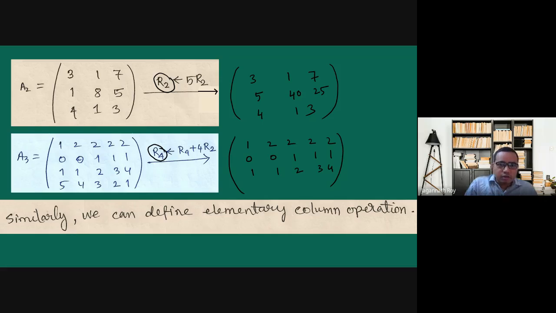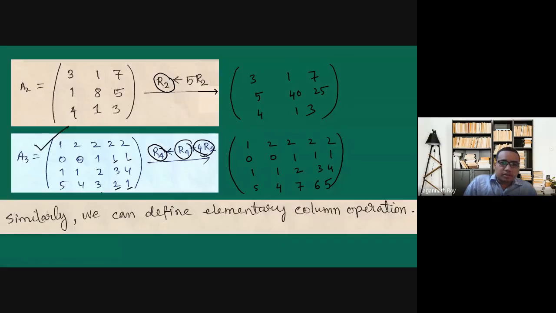And finally, what we are doing? We are adding 4 R2. We are multiplying the second row, R2, with 4, and we are adding it to R4. So it will be like 5 plus 0 is 5. 4 plus 0 is again 4. And 3 plus 4, that is 7. Then 2 plus 4, it is 6. And 1 plus 4, it will be 5. Okay.